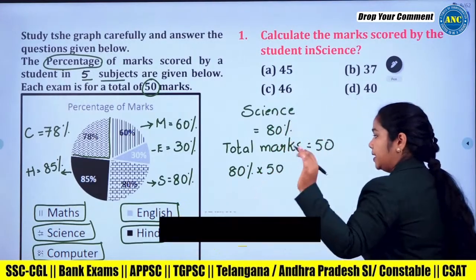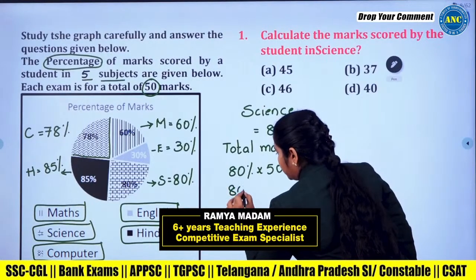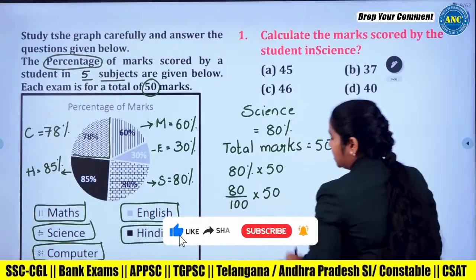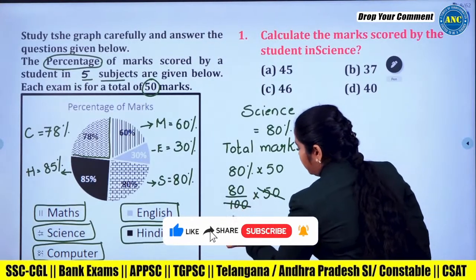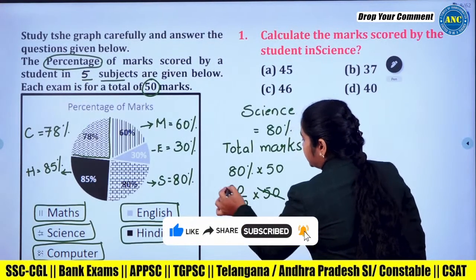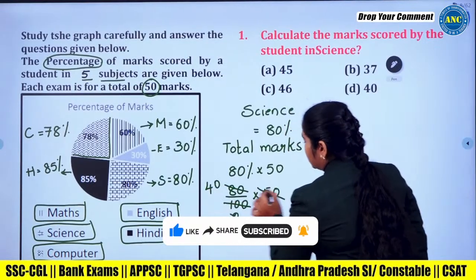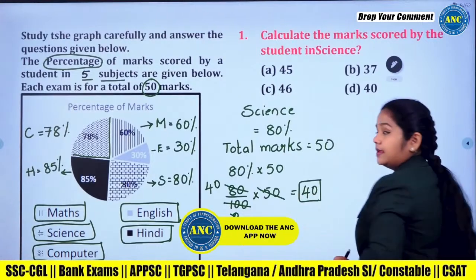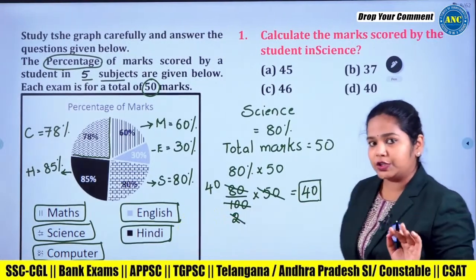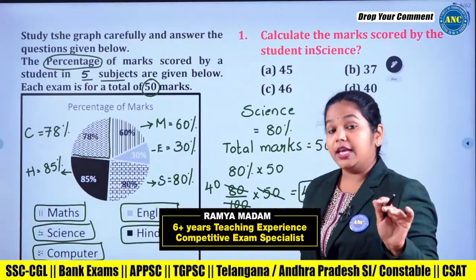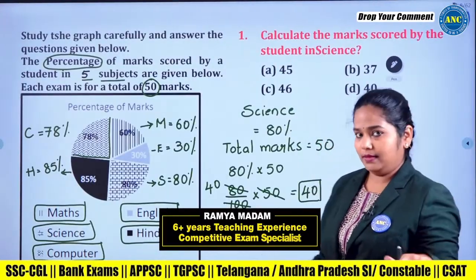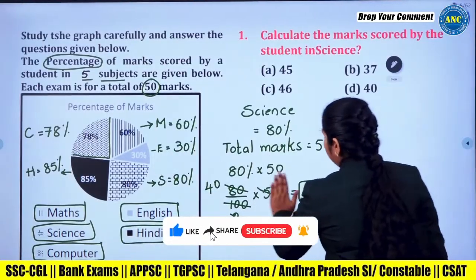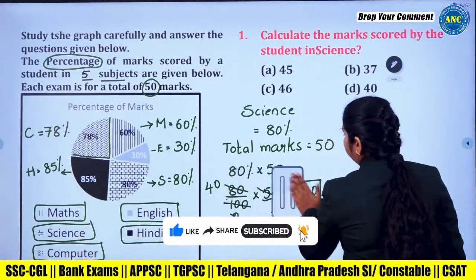Yes. So, they generally do it this way. 80 by 100 into 50. Then 50 ones are 50, twos are... again 2 ones are 2, fours are 40. So, the answer is 40. Yes. This is how a regular student does the question. If you do not practice, that is how you do it. But how does a smart student do it? Let us see.